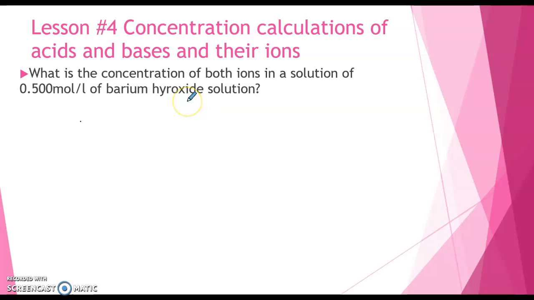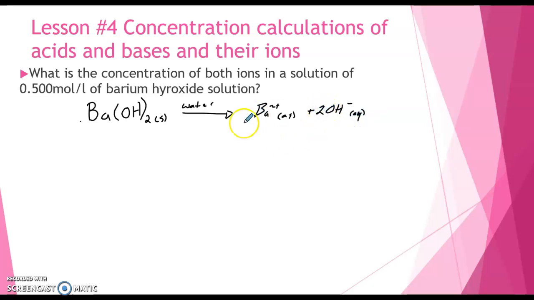So barium hydroxide, we write out our compound. It is an ionic compound, and it's going to be a solid at room temperature. This is going to be one of our strong bases because hydroxide is present. So when it gets placed into water, it's going to break into its barium ions and its hydroxide ions. And we get 2 hydroxide and 1 barium ion there.